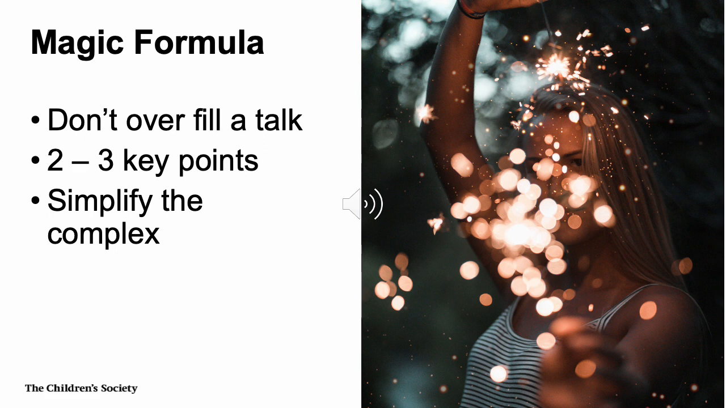Prioritise 2 or 3 points to get across. Don't overfill your talk. Include real examples of issues and how the Children's Society are working to resolve these issues to make the situation real. And simplify the complex so it's easy to understand.